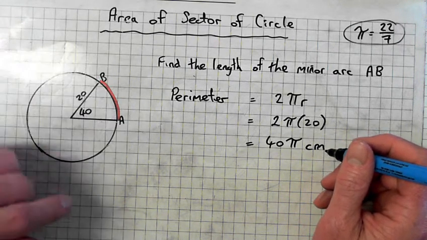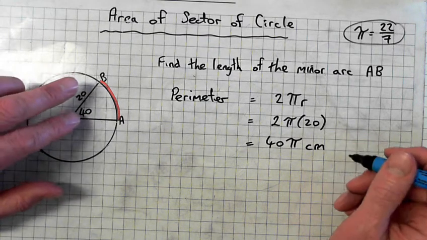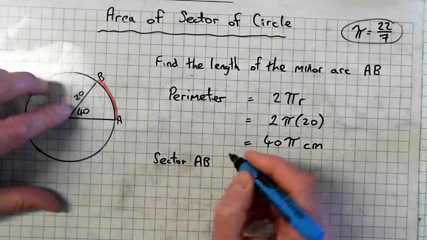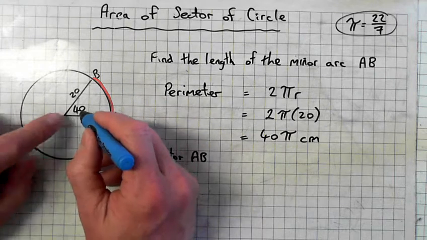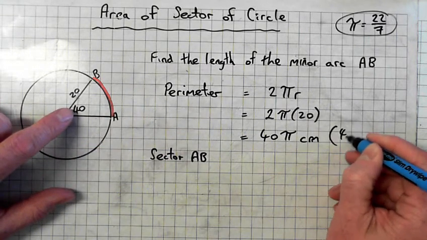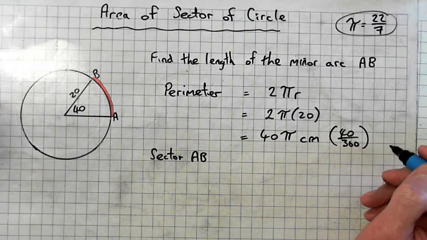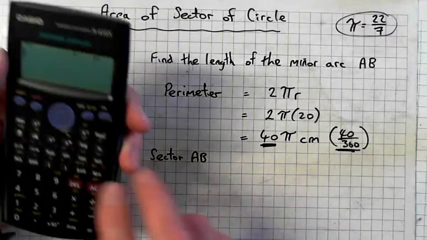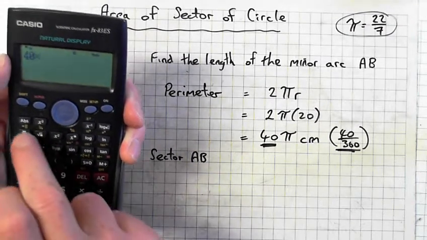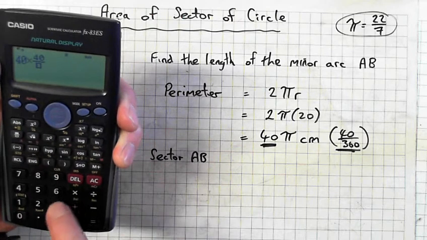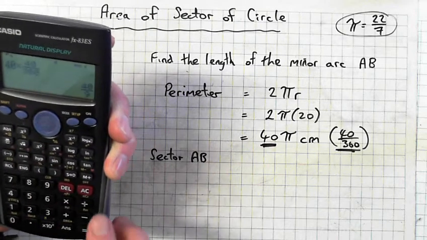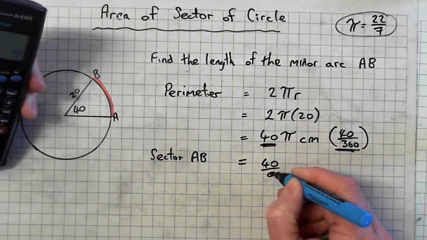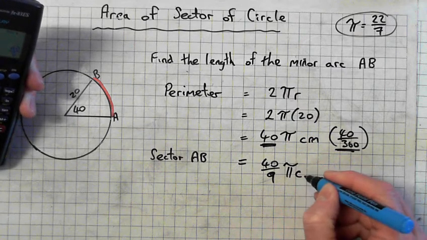But we only want a sector of that distance. What fraction? We only want to find this sector, the red bit. So what fraction is that? We just multiply 40 pi by 40 over 360, which equals 40 over 9. So it's 40 over 9 pi centimeters.